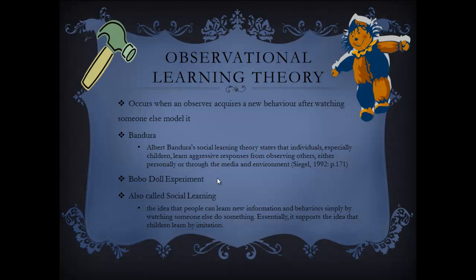This type, observational learning theory, is also called social learning. It's basically us learning how to do something after watching somebody else do it.